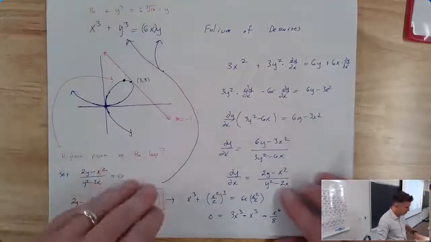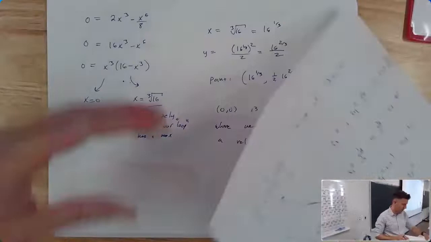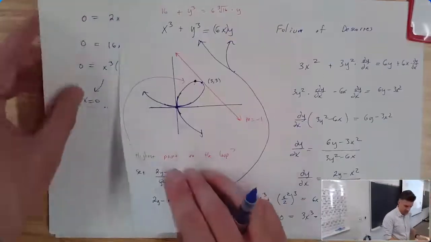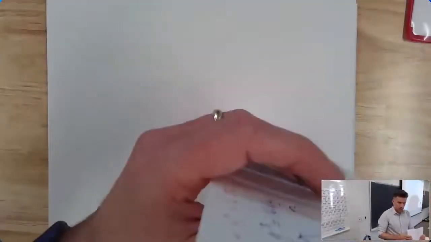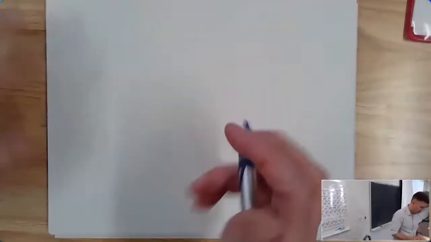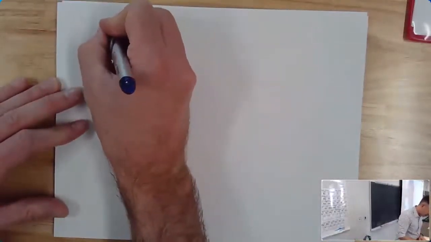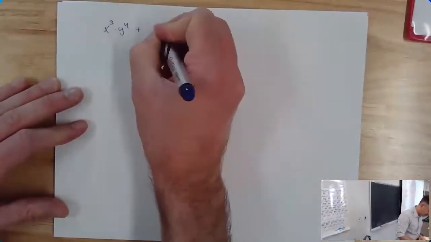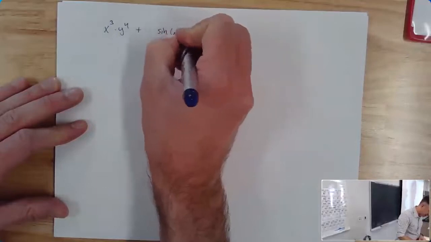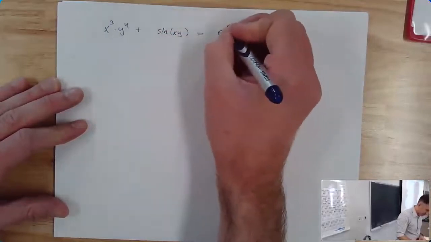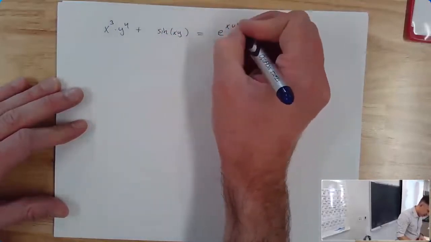Okay, let's do a few more examples because there's a couple things we should talk about when it comes to implicit differentiation. So let's say we had something like, I don't know, x cubed times y to the 4th plus sine of xy equal to e to the x times y cubed.